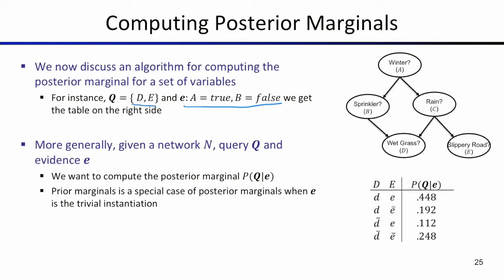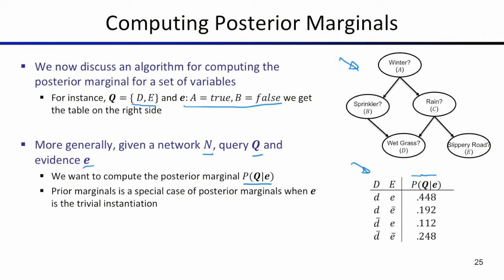For example, if we have this Bayesian network here, and we want to compute those posterior marginals for D and E, we will get this answer here. This is going to be the probability of the query variables, that are D and E, given the evidence that is A equal true and B equal false. In a more general way, if you have a Bayesian network N, the query variables Q and evidence E, we want to compute the posterior marginal, that is the probability of Q given E.